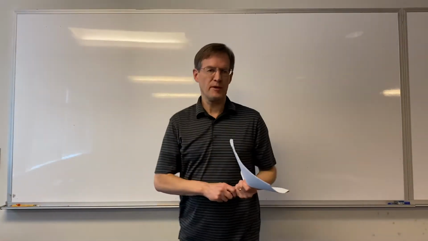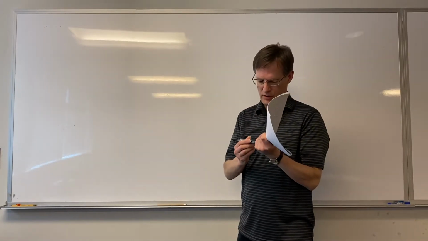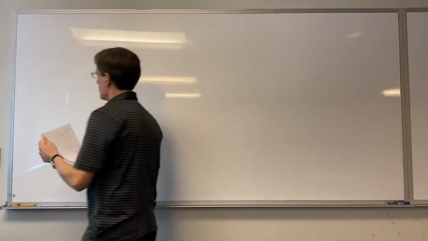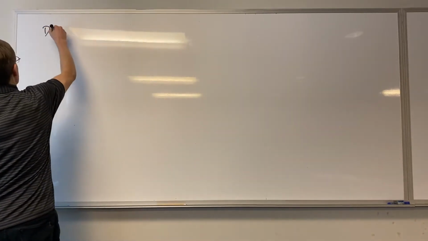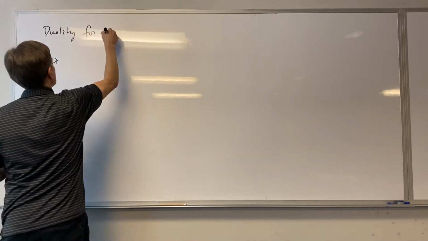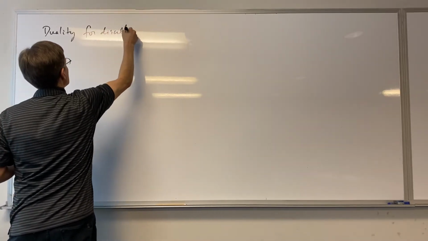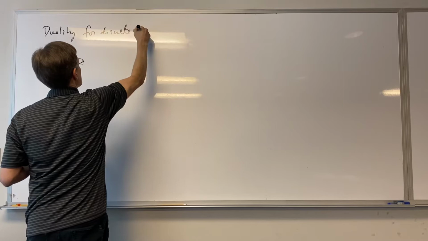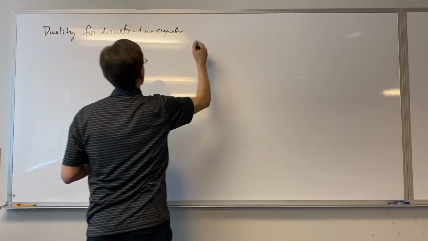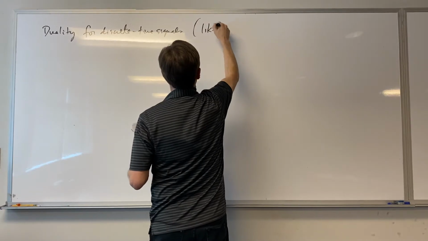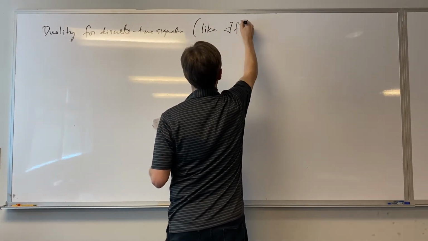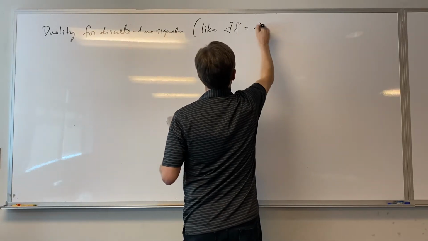All right, I'd like to do another example of what Osgood calls in the notes duality properties, but this time in the discrete time domain. So duality for discrete time signals. And this is, for instance, by duality properties, you mean things like Fourier transform of f minus equals Fourier transform of f minus.